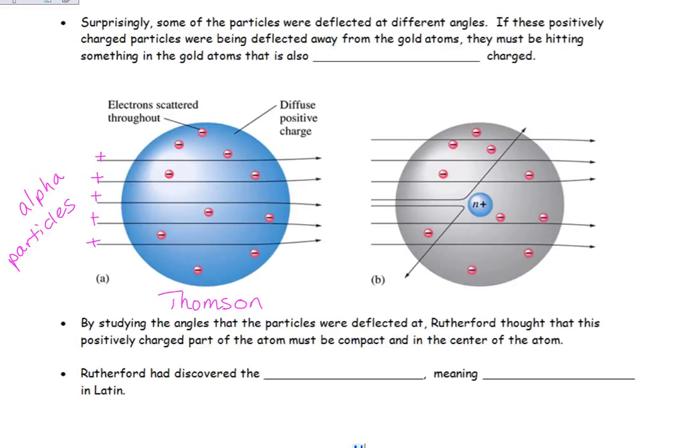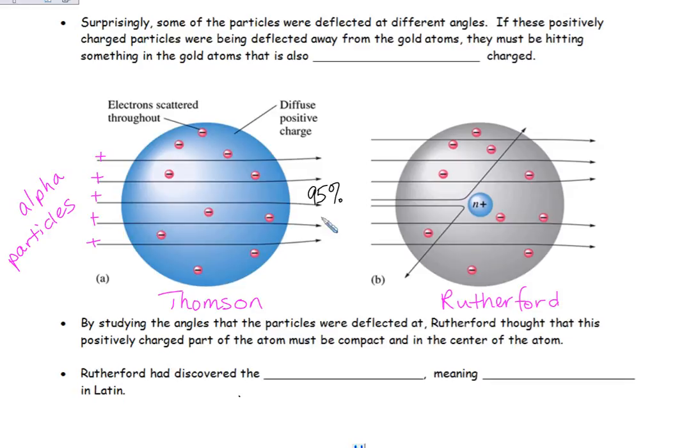Okay, so check out this second picture. This is going to be Rutherford. Most of those alpha particles did go right through. So maybe this was the 95%. But that didn't explain the few particles that did bounce off the foil at strange angles. So Rutherford is going to try to explain that. Why were there some of these particles that were deflected at weird angles?